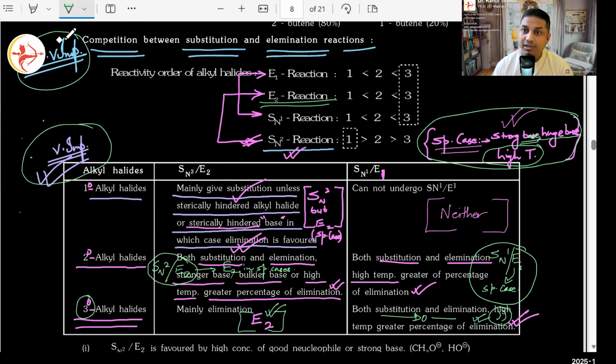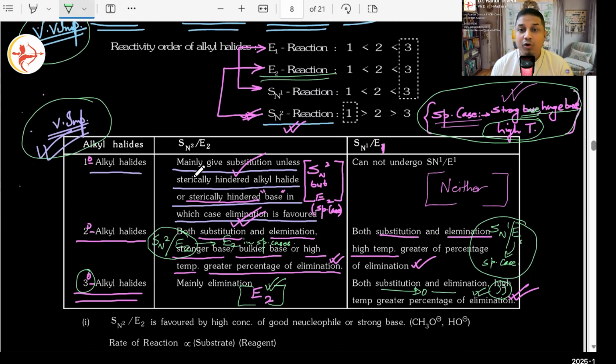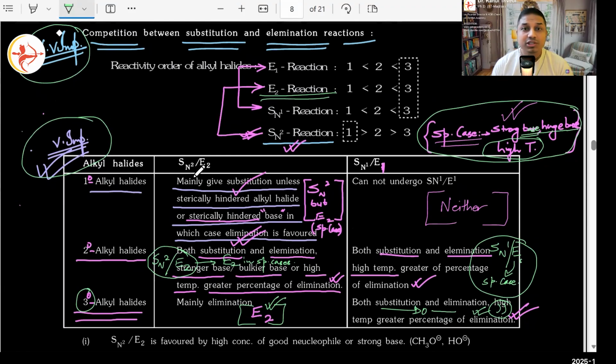Yes? Please mark it as very, very important. This section is going to remove all your confusion. The questions will not come just plain and simple in a dry way, like just what is E1 and E2?